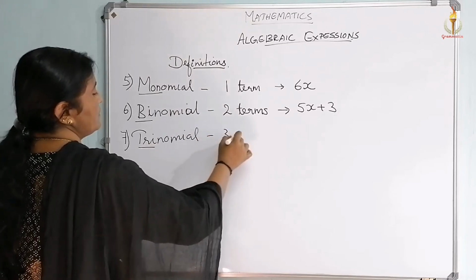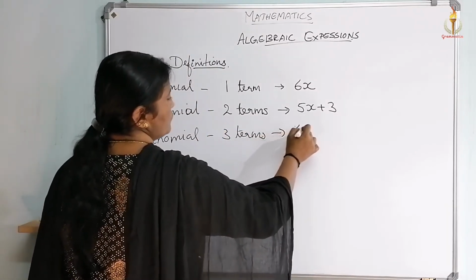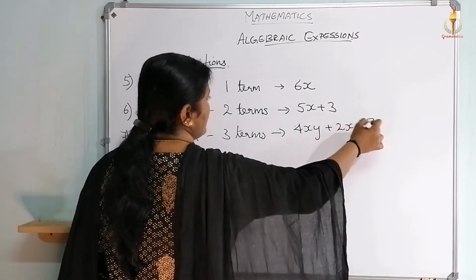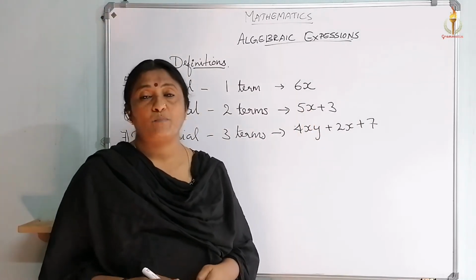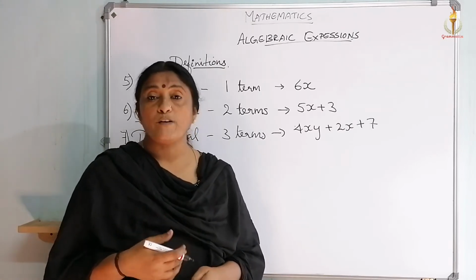Trinomial, that's having three terms. 4xy plus 2x plus 7. So having three terms, we call it a trinomial. Actually, expressions having more than two terms are called polynomials.